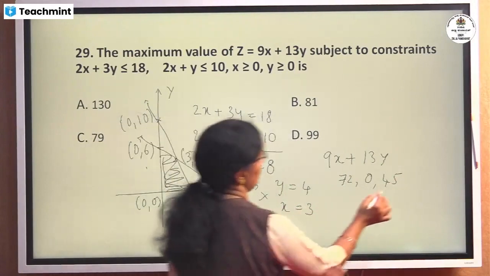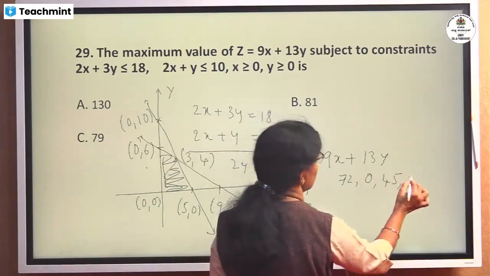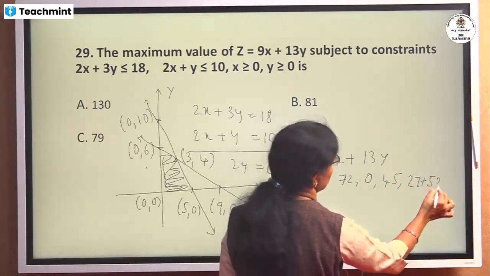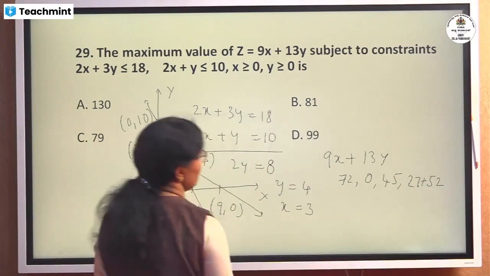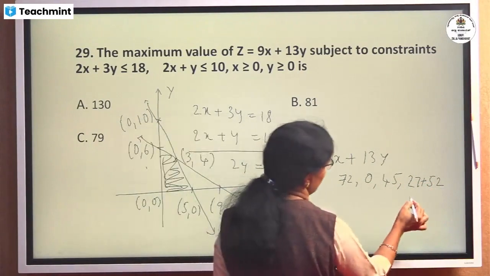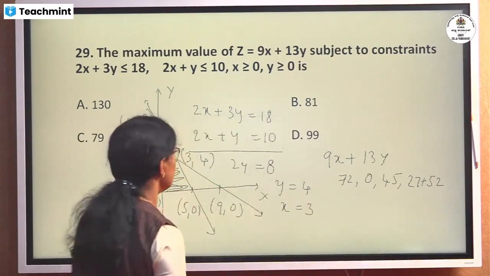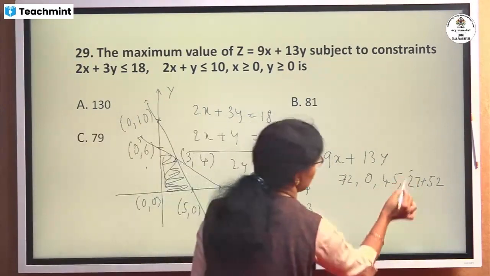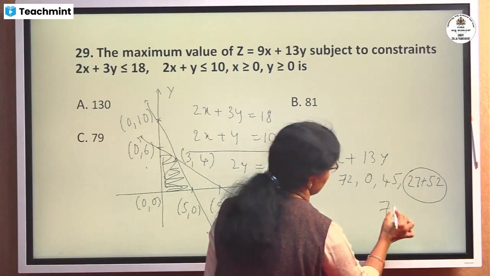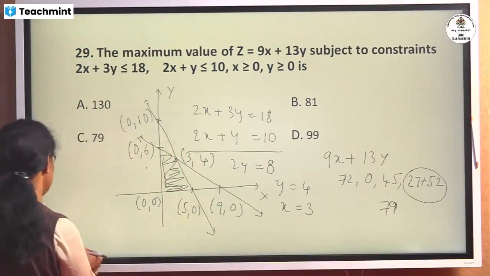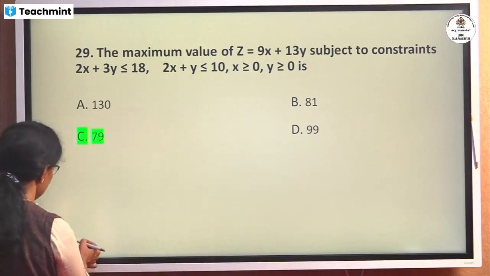3, 4. 3, 4 means 27 plus 52. You will get the answer as 79, I think. So in the option that is there, this is the answer, 79. Which one is the maximum value? That will be the answer for the given question.